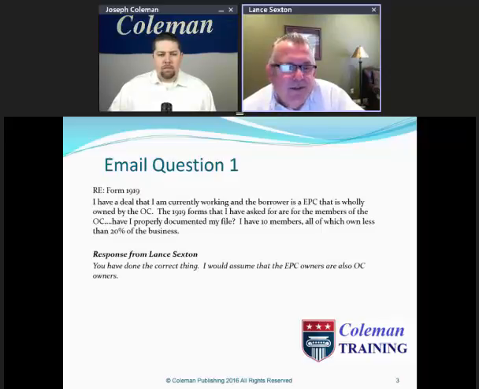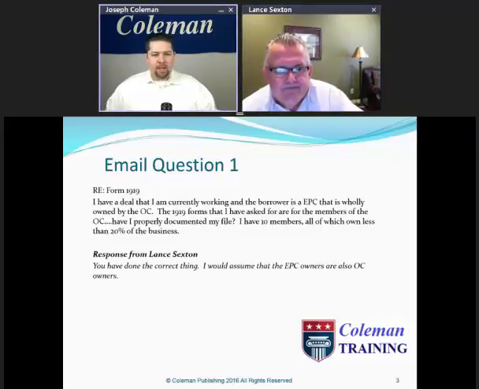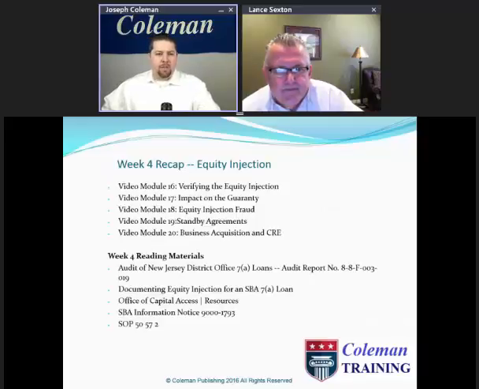It's also a challenge because SBA says only those people who have 20% or more ownership are required to guarantee the loan, but if you have a situation where no one has 20%, in this particular case 10 members, and let's just say they all had 10%, you're going to need to do the 1919 on all 10 members. Great. And we talk about the 1919 in week 5, but let's go to week 4.